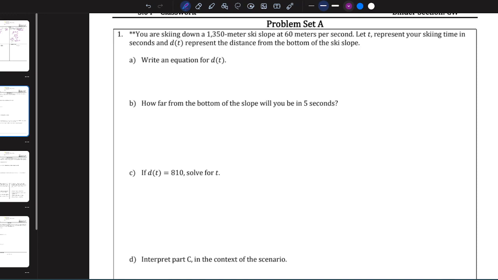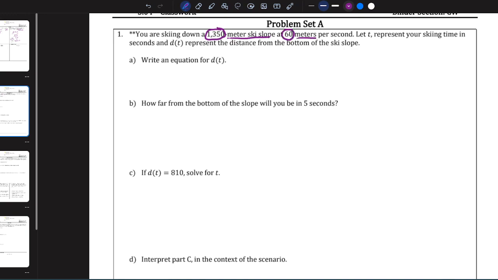So, number one, you're skiing down a 1,350 meter ski slope. All right, let's quickly grab this information. We know this is probably going to be important. This is math class after all. At 60 meters per second. Oh, hang on a second.